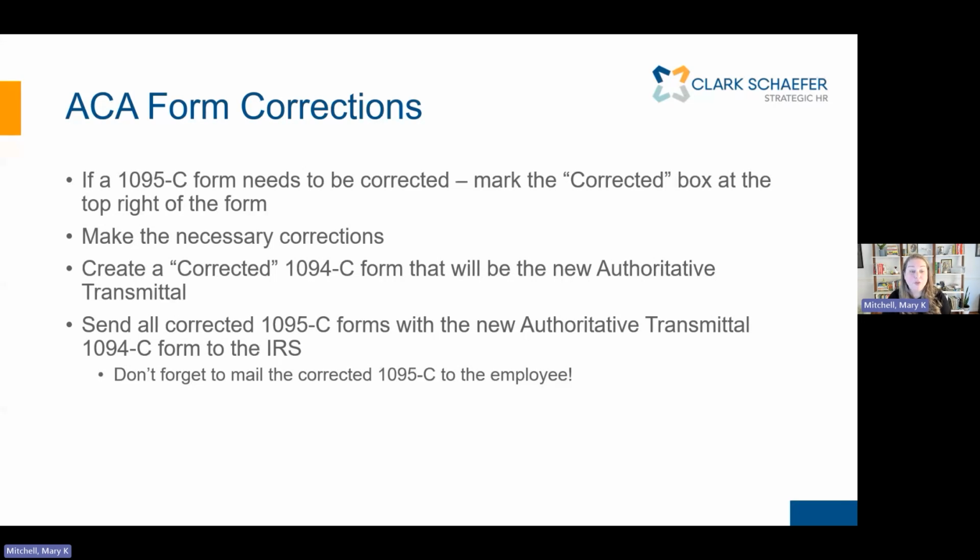This will be the new authoritative transmittal, and this tells the IRS that this is, in fact, the most up-to-date version that they should be looking at. You want to send all of the corrected 1095C forms with the new authoritative transmittal 1094C form to the IRS, but you don't have to send all of the 1095Cs that were correct that you sent previously. And obviously, if you do a corrected form, please don't forget to mail an updated version out to your employee.